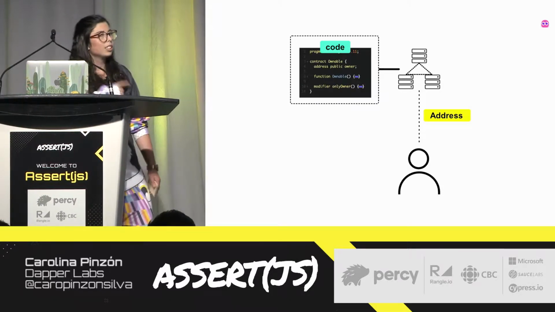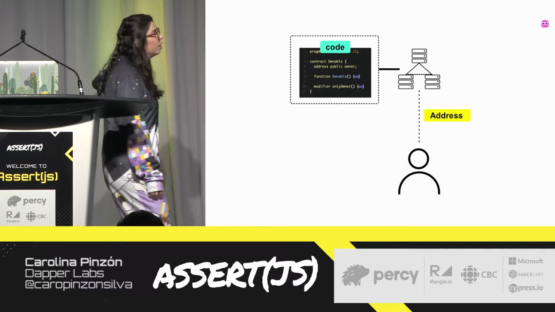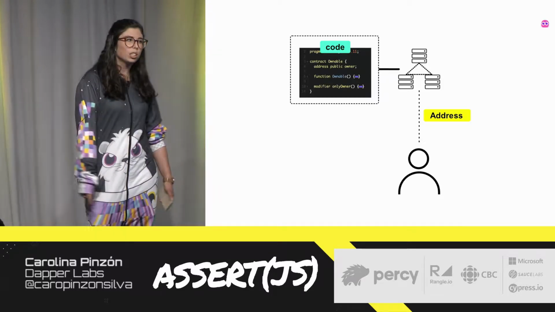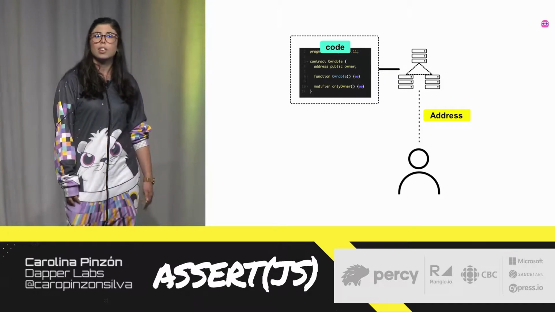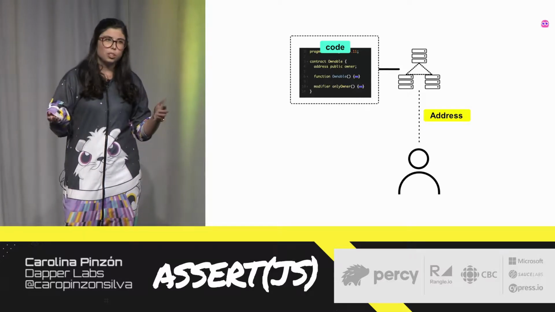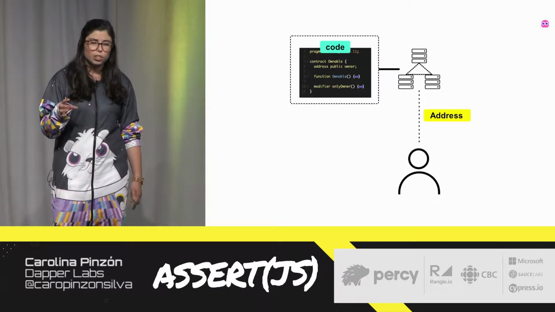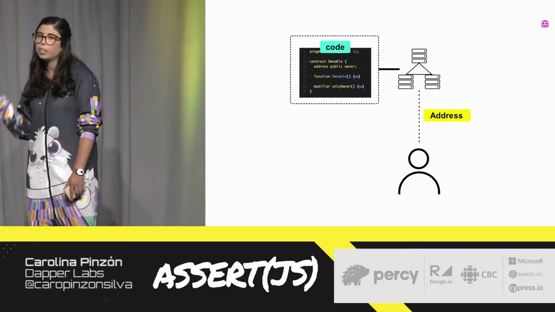And do you remember this diagram of how a smart contract works? Well, in Dapper, we deploy 1 smart contract per user. So that's similar to saying, okay, we are going to deploy 1 server per user. And this is the core functionality of our application.